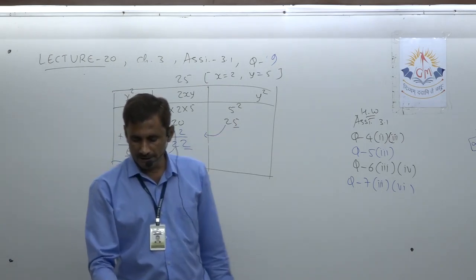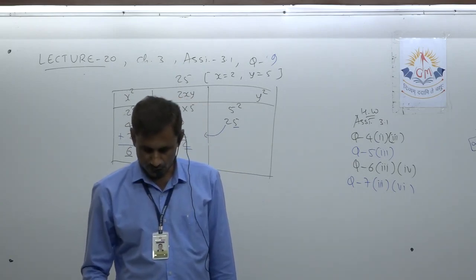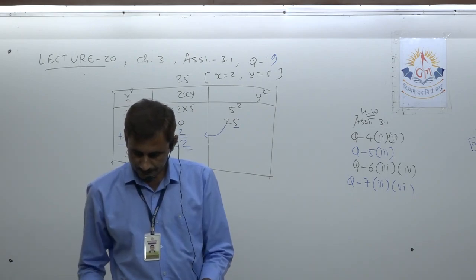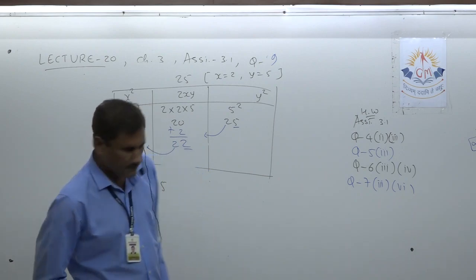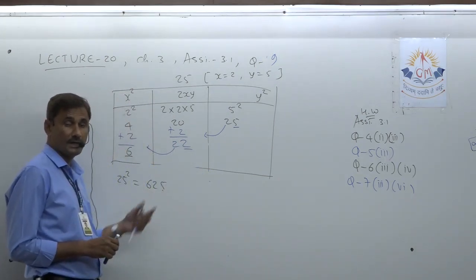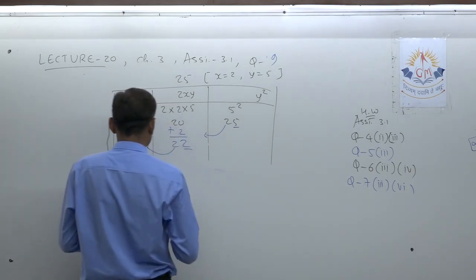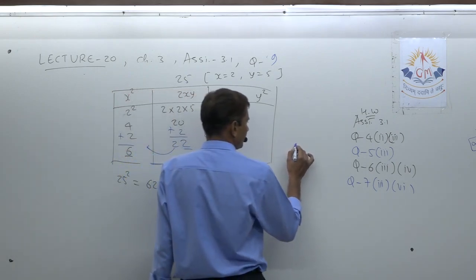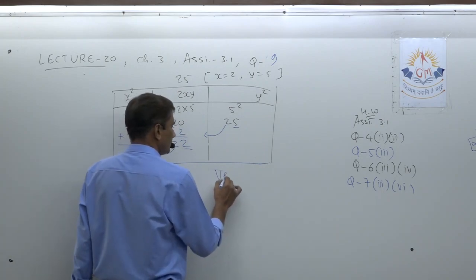And you can verify this by the prime factorization method also. How? Just by the prime factorization method, get the square root of 625, whether it is 25 or not. So this is our verification. Write it down after this.